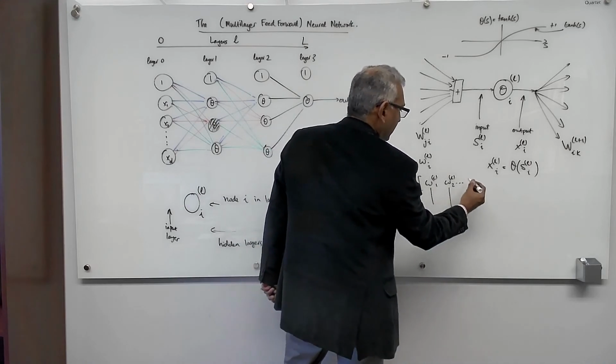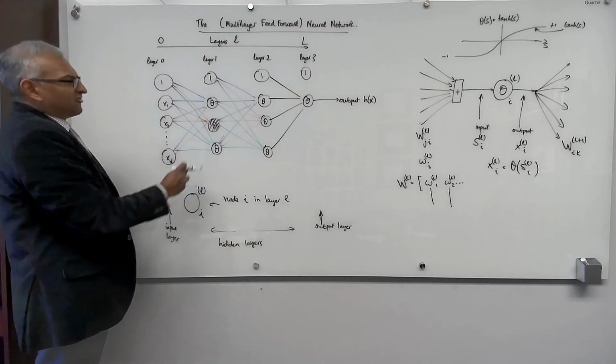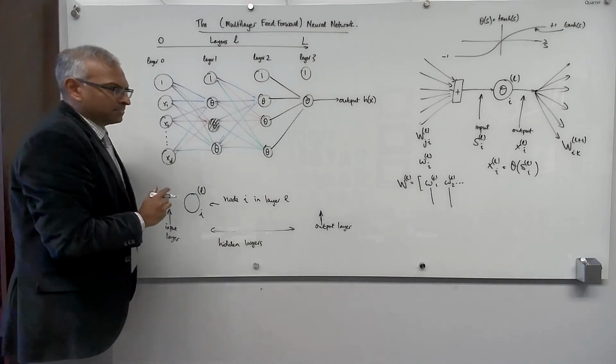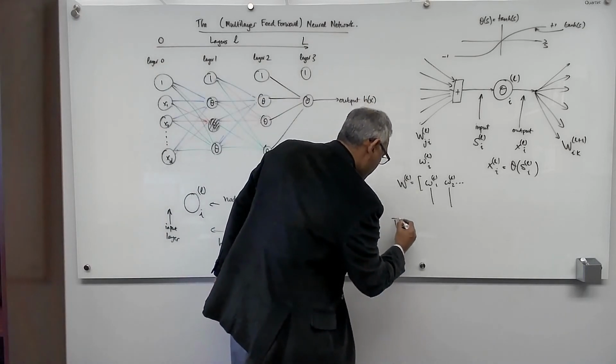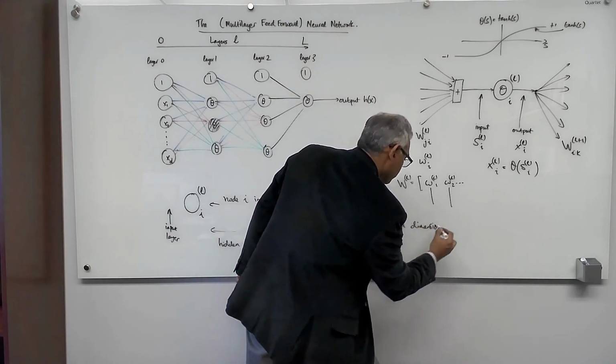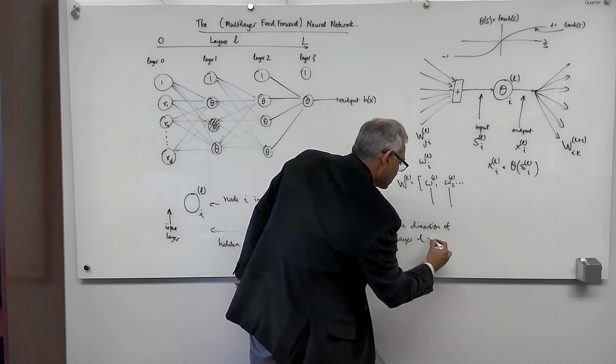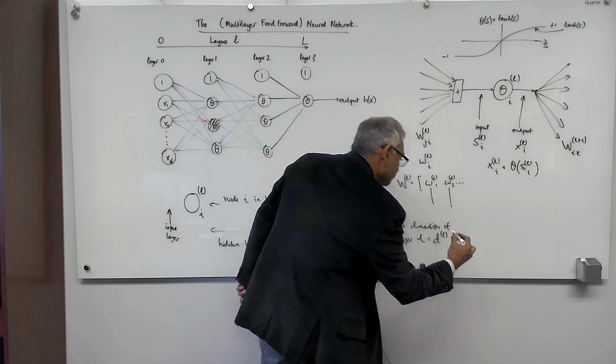These are column vectors. But now how many are there going to be? We're going to define the dimension of layer L. The dimension of layer L is going to be DL.